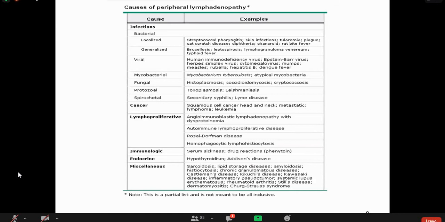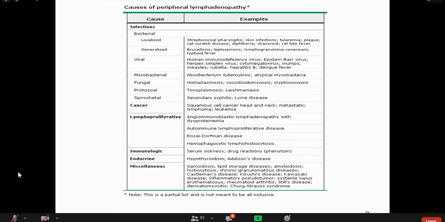Lymphoma and leukemias. Coming towards the lymphoproliferative disorders, please remember angioimmunoblastic lymphadenopathy with dysproteinemia. Not a very common entity, but yes, it is encountered in clinical practice. Autoimmune lymphoproliferative disorders, Rosai-Dorfman disease, hemophagocytic lymphohistiocytosis.